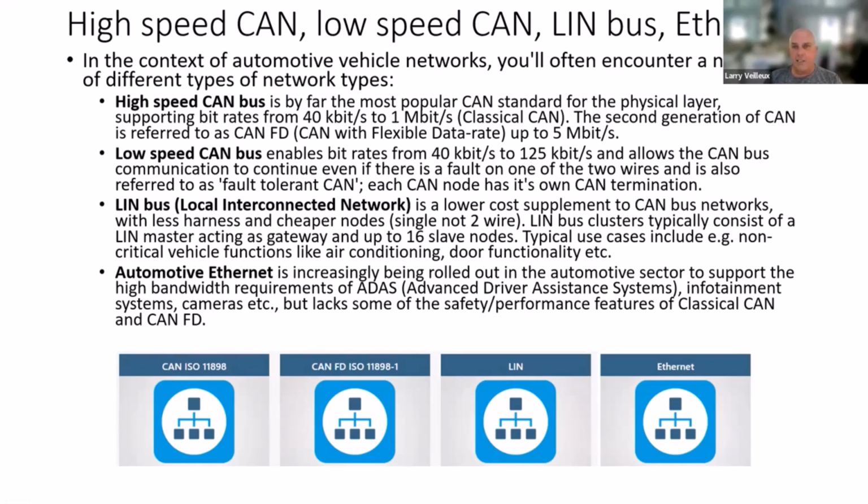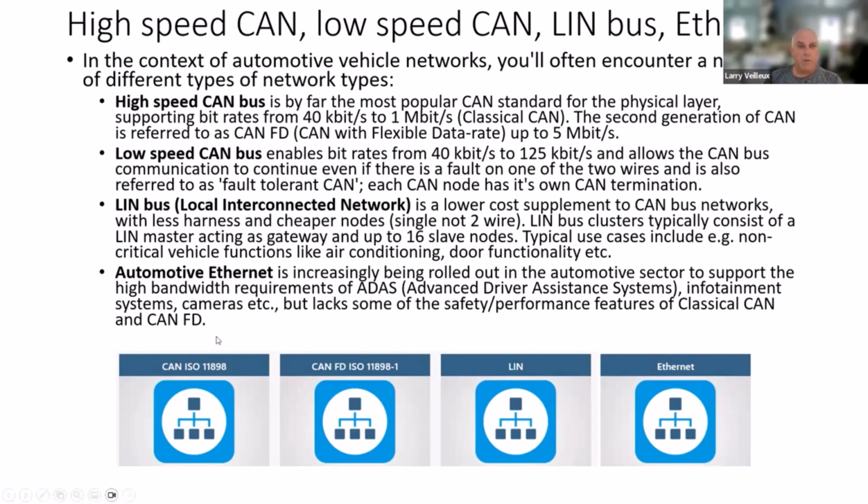Now, the low speed CAN is different, and you'll see I got a little diagram talking about that in terms of how it's engineered. So to speak, it's more fault tolerant. And in that case, each CAN node has its own CAN termination. We'll talk more about termination in a moment as well. And then another flavor, like I mentioned, LIN, local interconnected network, is a supplement where we can use less wiring and cheaper nodes, single, not two wires, for applications that don't require the robustness and don't have quite as much information to transfer as I gave you with the windshield wiper example earlier.